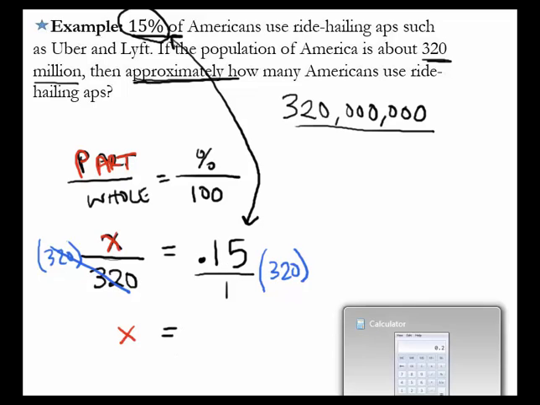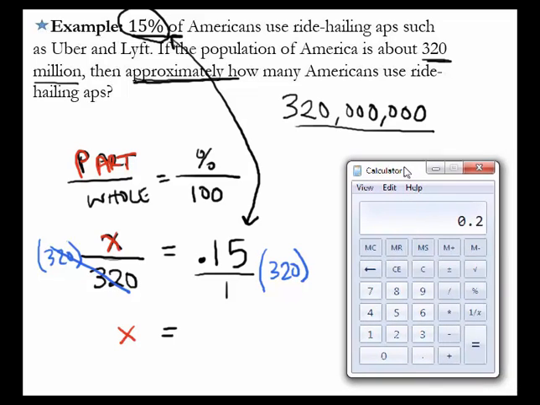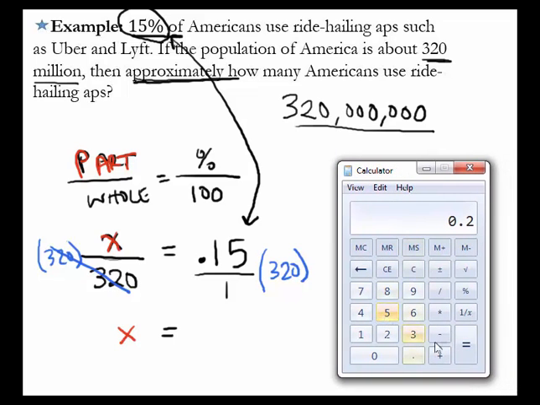Well, what is that? I have no idea. Let's go to a calculator, right? That's okay. We're allowed to go to calculators. So we're going to go 0.15 times 320. We press enter. 48. All right. That's a nice number. So x is 48.